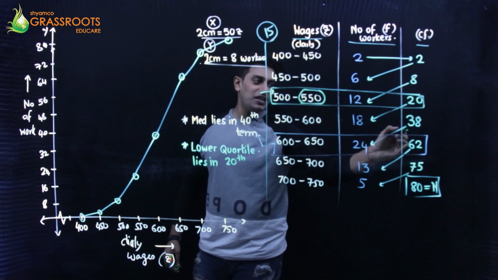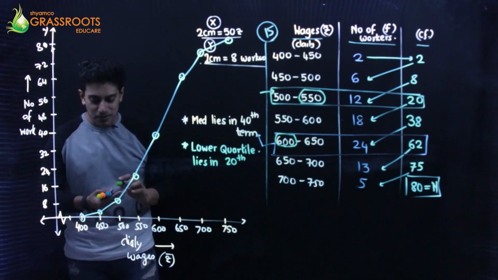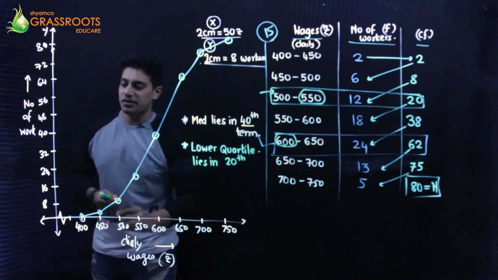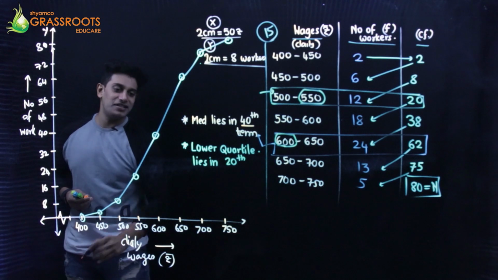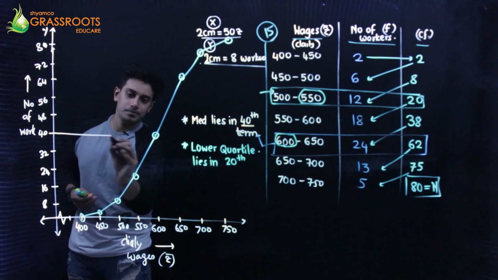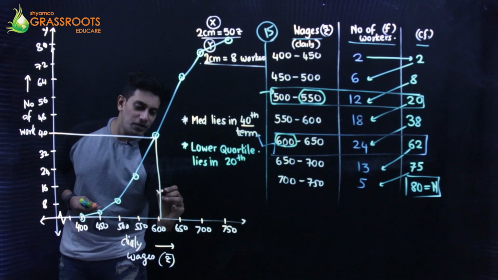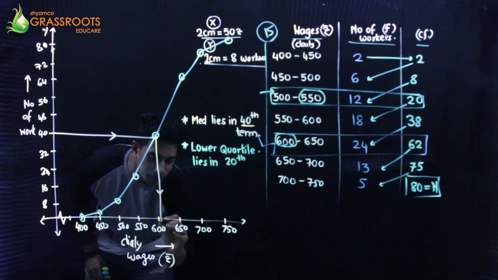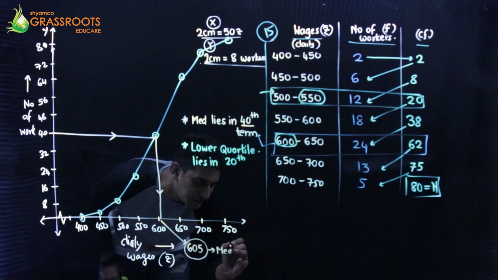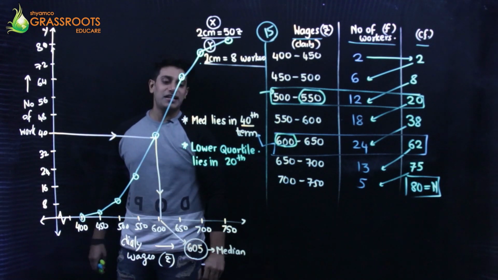This answer 40 lies between this. It will be closer to 600. Okay, let's plot this much. Q2, the median, lies in the 40th term. From 40 you trace it down. It will be somewhere around here. So you can say approximately 605. That is going to be the answer of my median. Around 610 you can say. 605, 610.